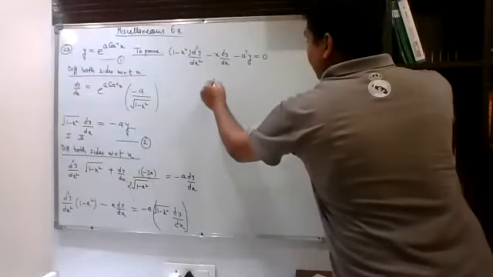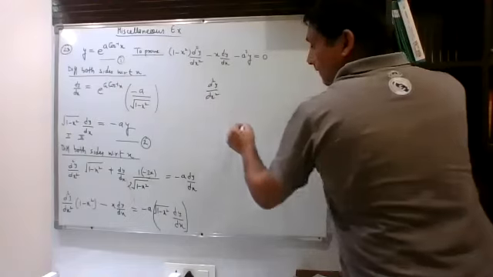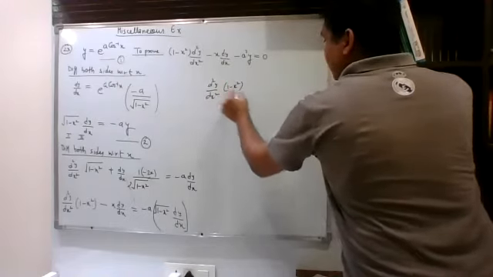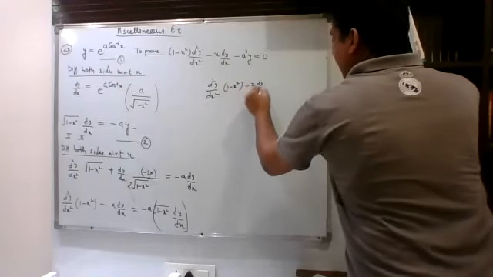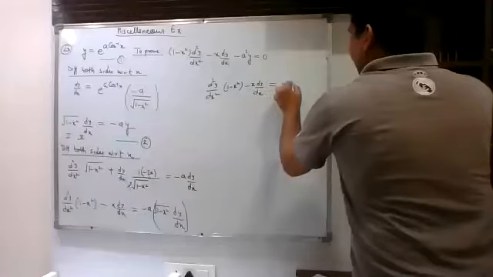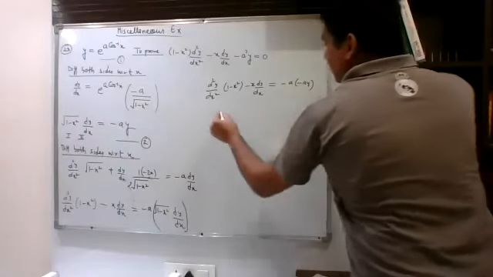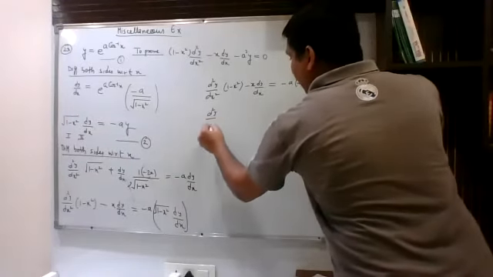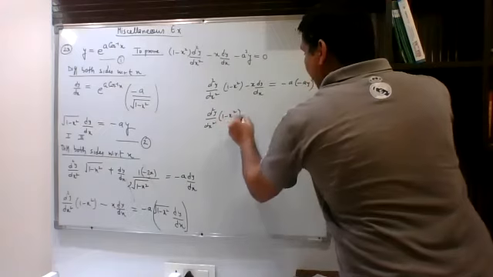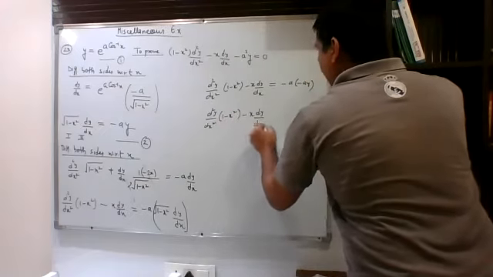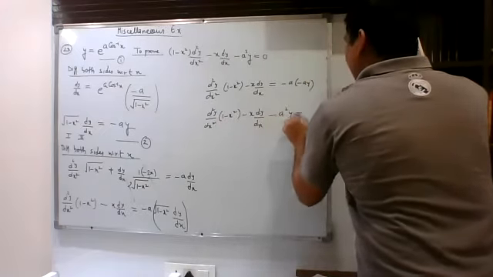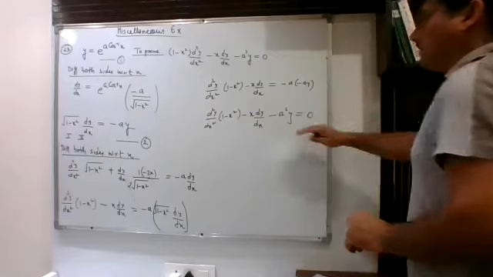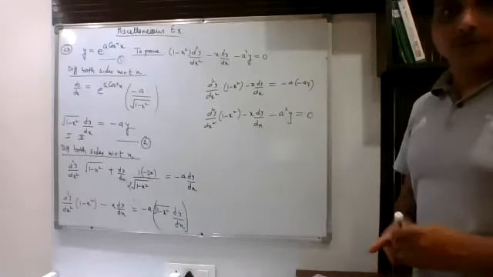So after this, you will write the double derivative. This minus x dy upon dx can be written as minus a minus ay. So finally it can be written as double derivative times 1 minus x square, minus x dy upon dx, minus a square y, is equal to 0. So this is the expression which you want to prove.